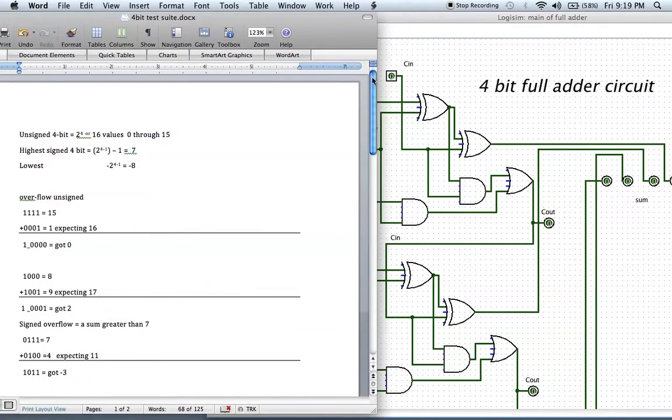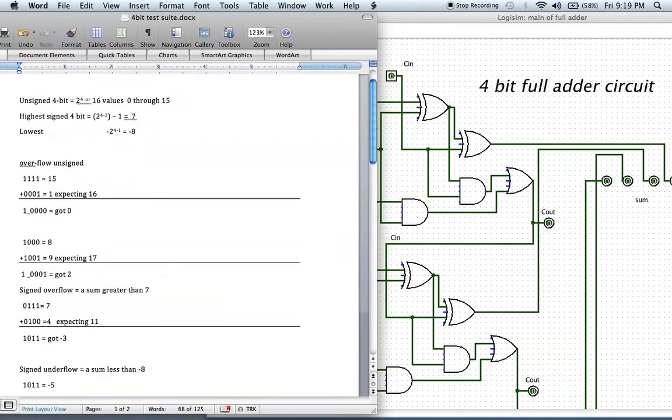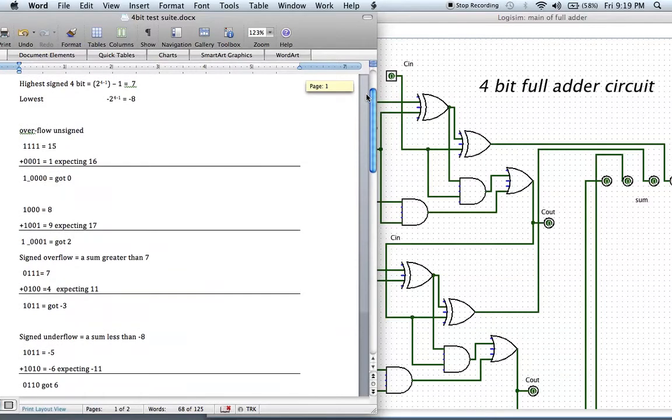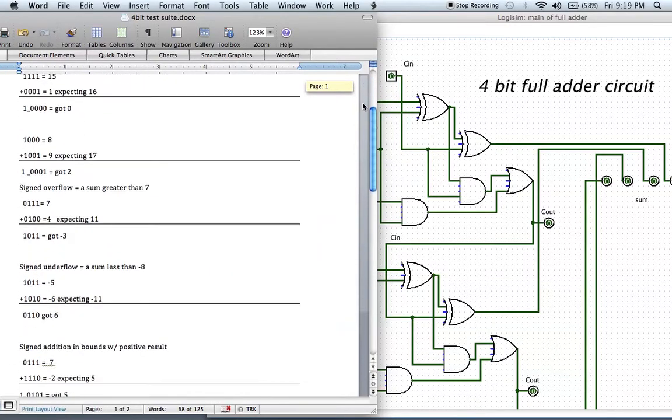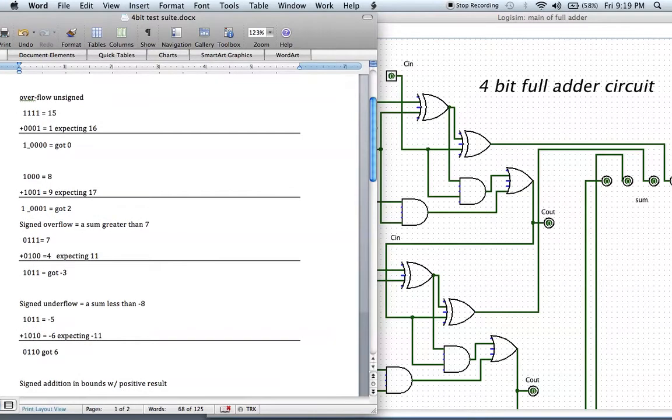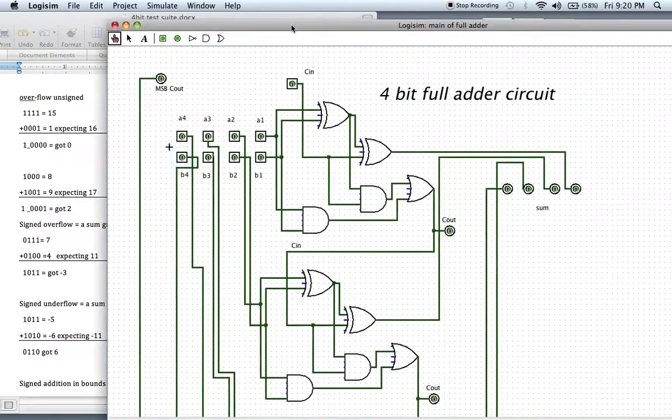So here I'm just reminding myself of ranges for unsigned and signed 4-bit binary, and so I'm just going to go through and try each one of these. The first one will be a demonstration of overflow of an unsigned 4-bit number addition. So 15 plus 1, which would take us to 16. We're expecting 16, and I'm expecting 0 and that last bit to overflow out.